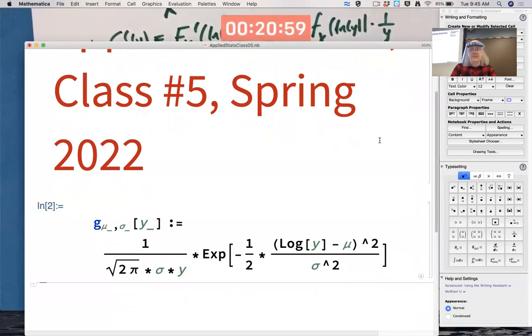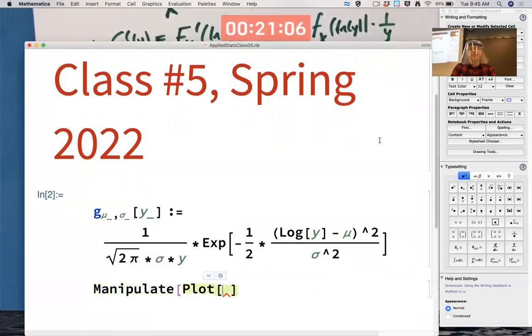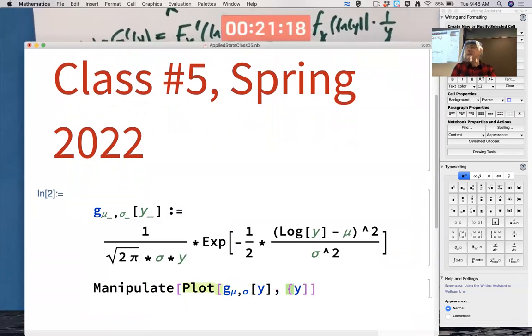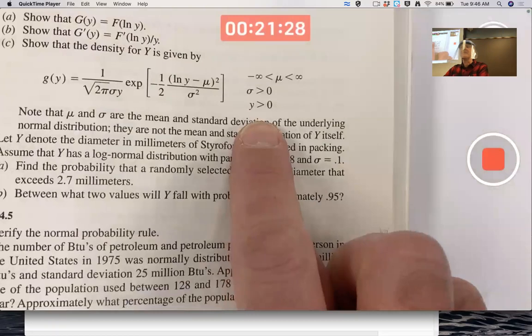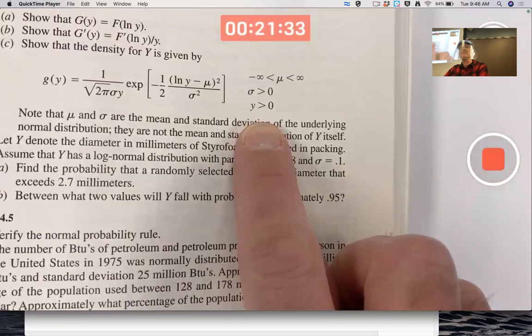One thing that would be interesting is just plotting this thing as mu and sigma vary. I could do that with Manipulate, right? Manipulate allows you to make animations. Plot g sub mu comma sigma, I don't use the underscores anymore, of y. Y takes on positive values here. Remember in the book, they got y positive there. Because y is e to the x, and e to the x can't be negative. Can't even be zero.